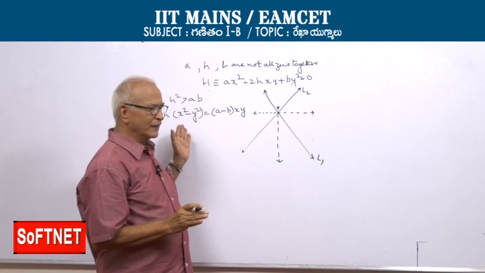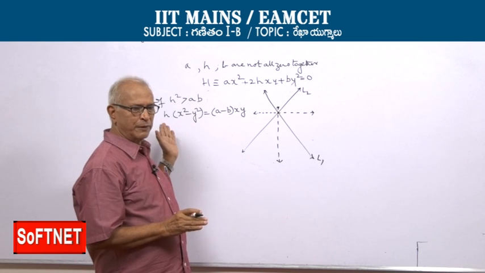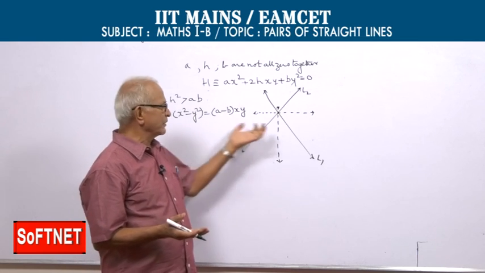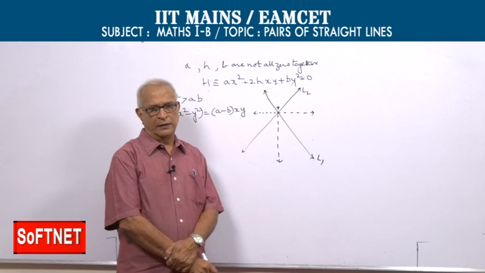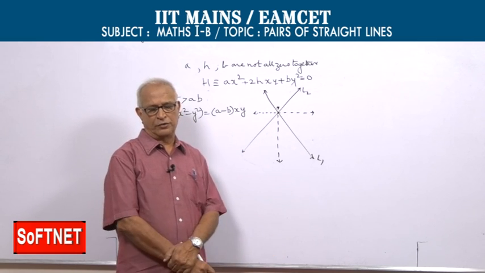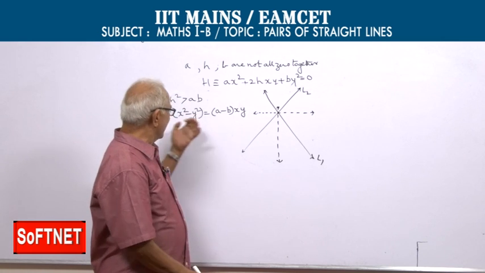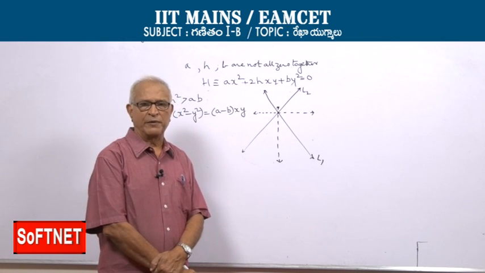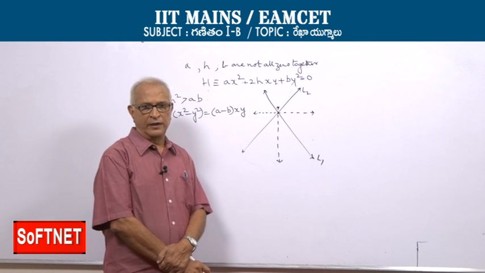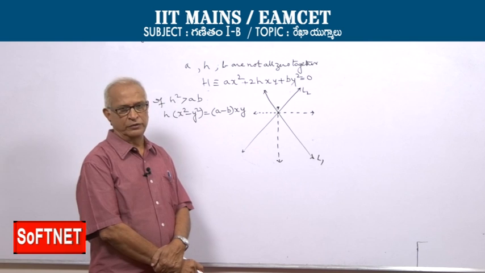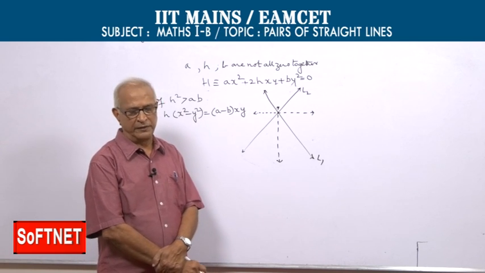Well, you can also see that the sum of the coefficients of x square and y square is 0 here because plus h and minus h. So, evidently from this equation also one can infer that the two bisectors are perpendicular to each other. That follows immediately from high school geometry also. And therefore, this is the standard form of the equation of the bisectors of the angles between the lines represented by the homogeneous equation H equal to 0 in case h square greater than ab.